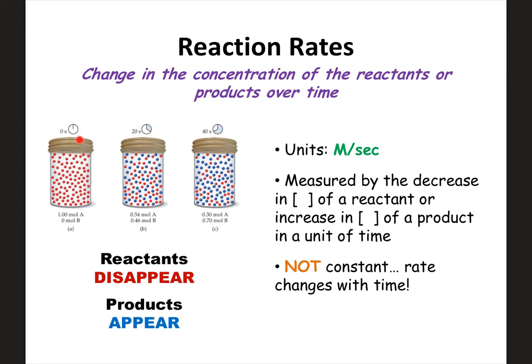Notice if you're starting this reaction with one reactant, it looks like the red is A, and over time you start to see A slowly disappearing and B forming, and then as time continues, A disappears even more and B is forming even more. So the reactants are going to disappear in our reaction and the products are going to appear. It's very important you understand that these rates of reaction are changes in concentration over time, so our units are typically going to be molar per second.